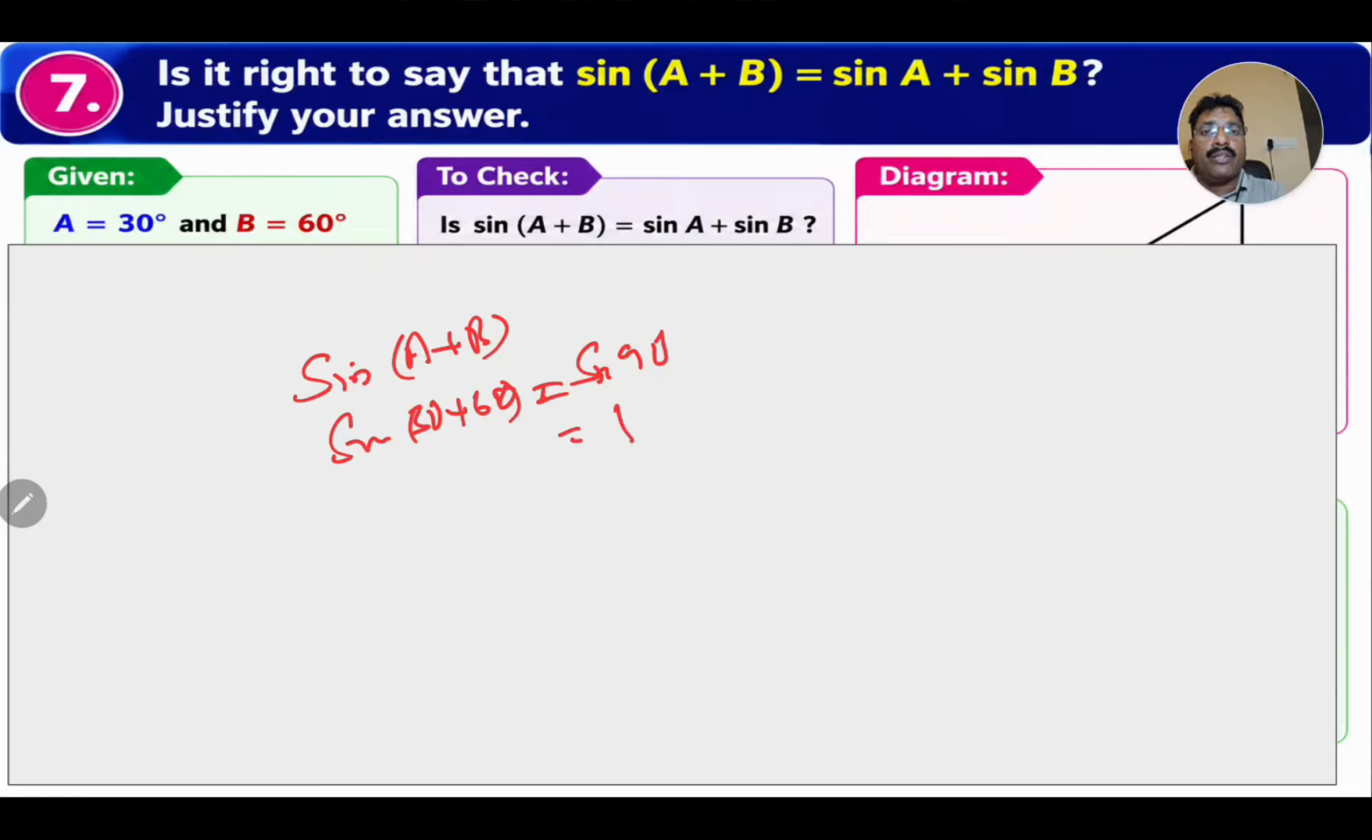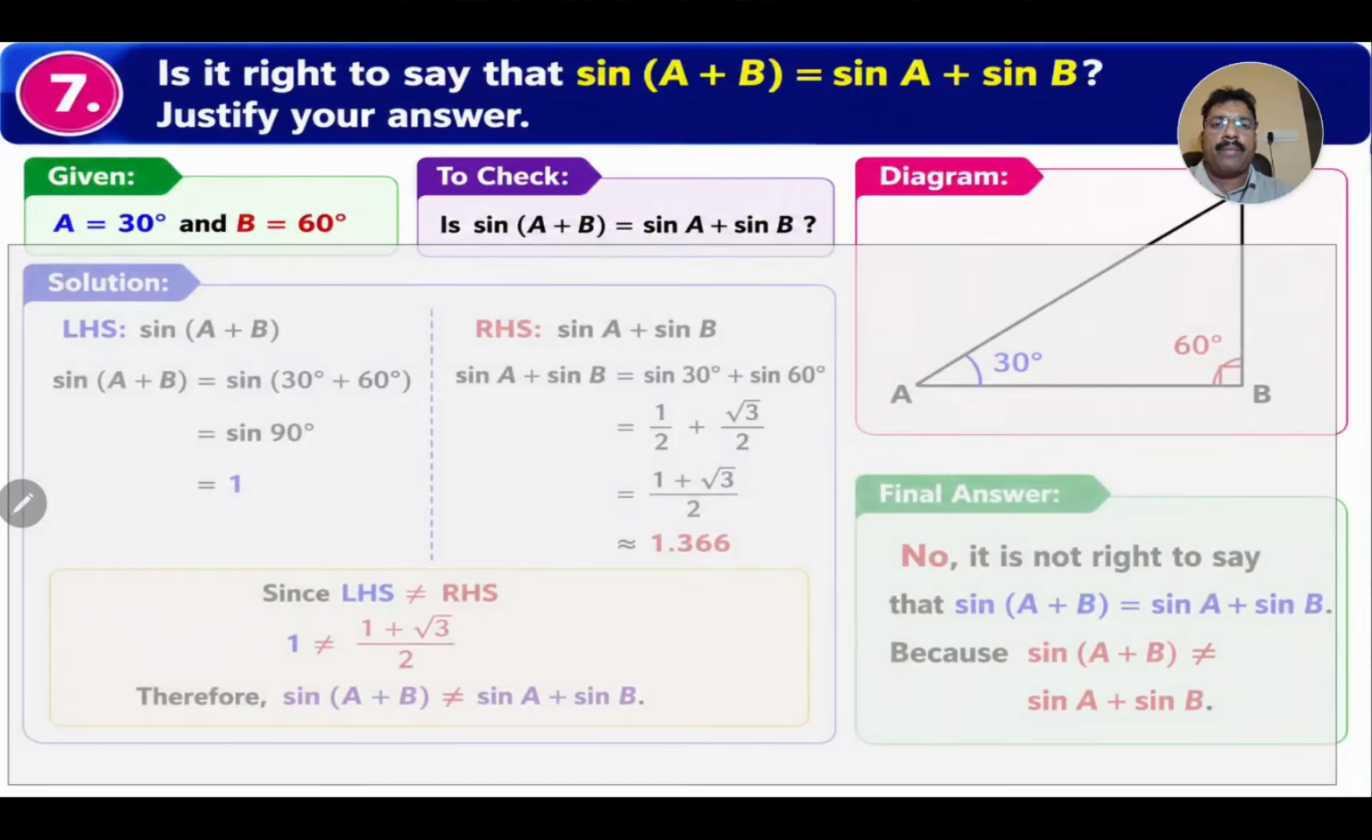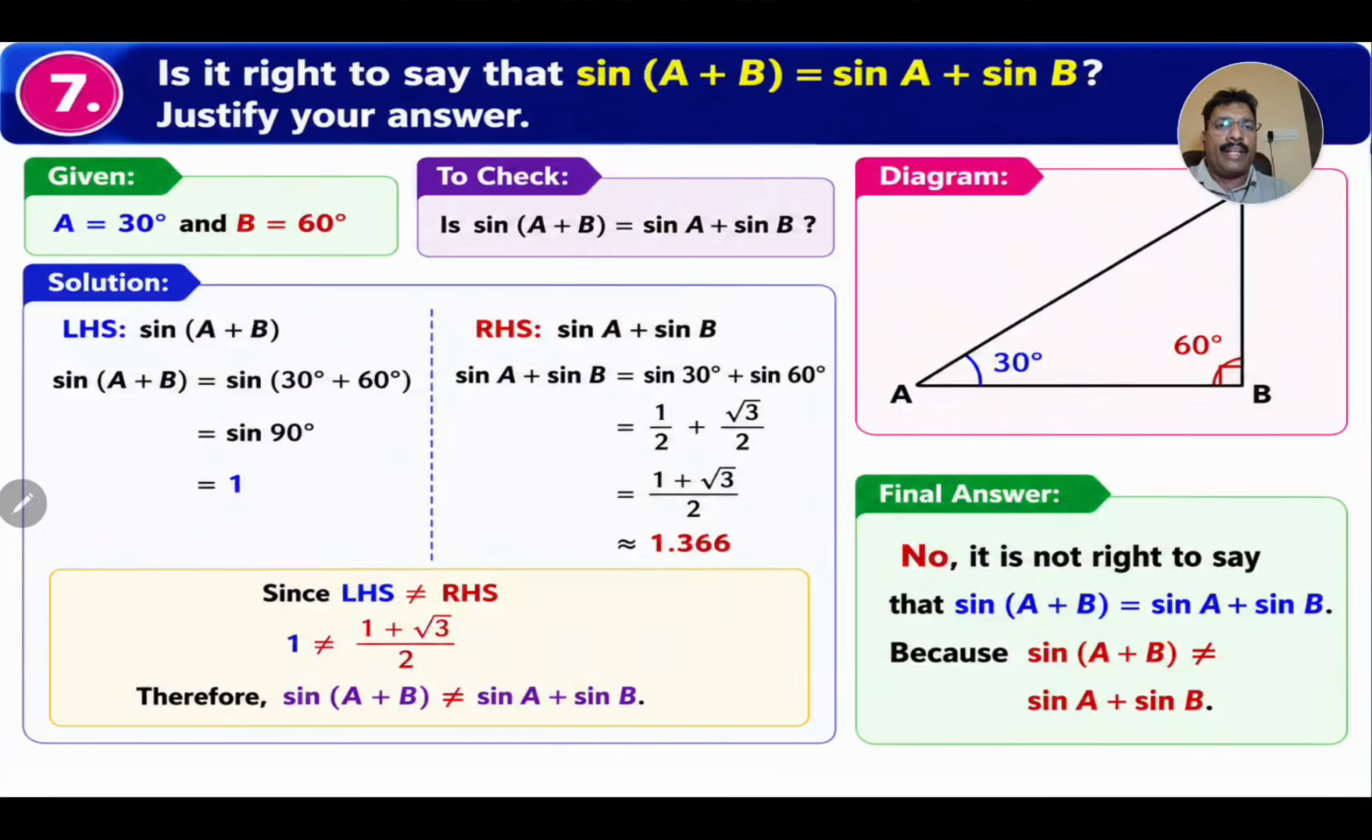So is it equal to sin a plus sin b? We will verify now. Sin a means sin 30 plus sin b means sin 60. Sin 30 degrees value is 1 by 2, sin 60 value is root 3 by 2. So adding these, we are getting 1 plus root 3 by 2. But sin of 90 value is 1 we got. So 1 and 1 plus root 3 by 2 are not equal. So that's why it is not right to say that sin of a plus b is equal to sin a plus sin b.